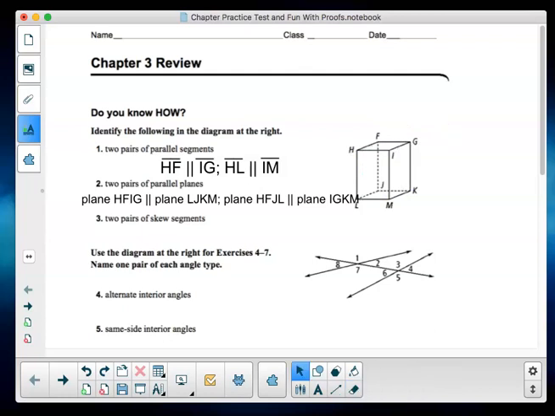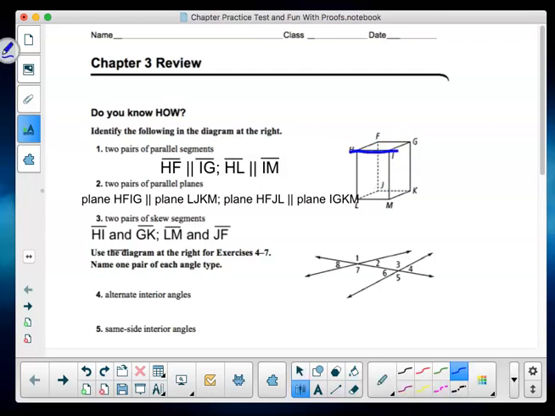Now, two pairs of skew segments. Remember, skew won't cross. Those are skewed to one another. They are not in the same plane, so they won't intersect, and they are not parallel. So HI and GK, I will highlight, are skew. I will also highlight my other skew, LM and JF. So if I take LM and JF, those are also skew.